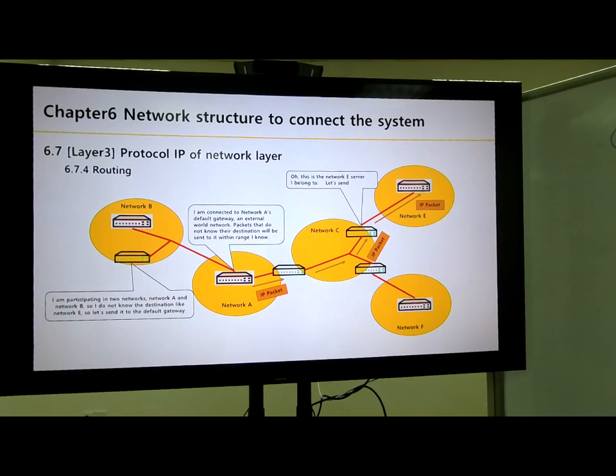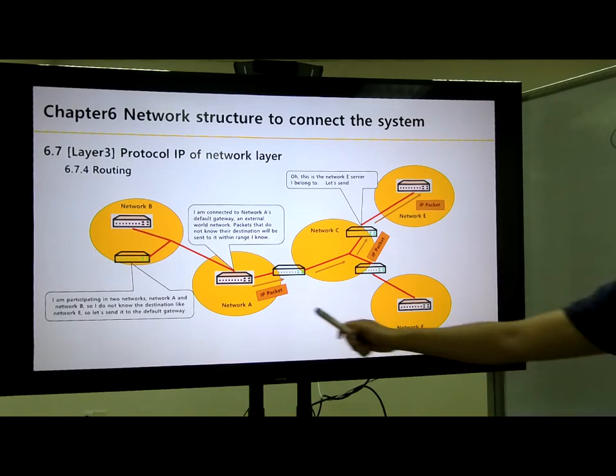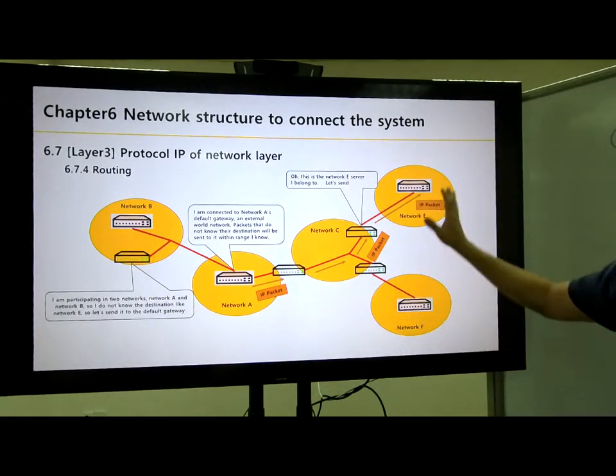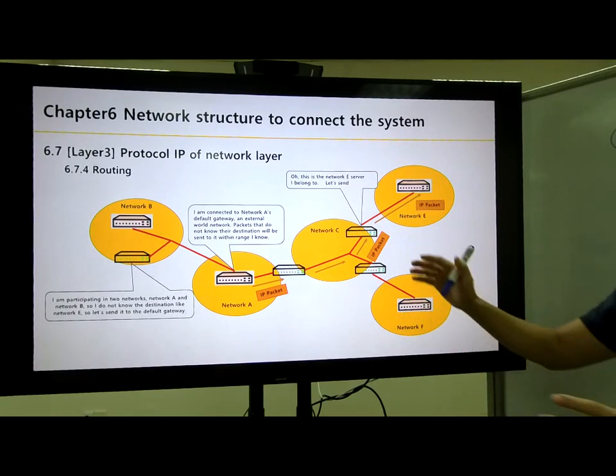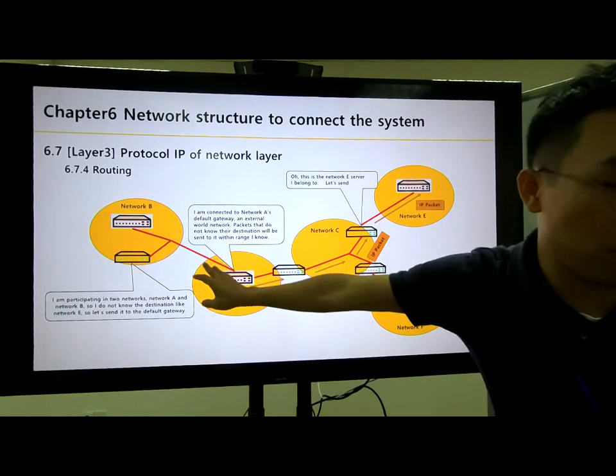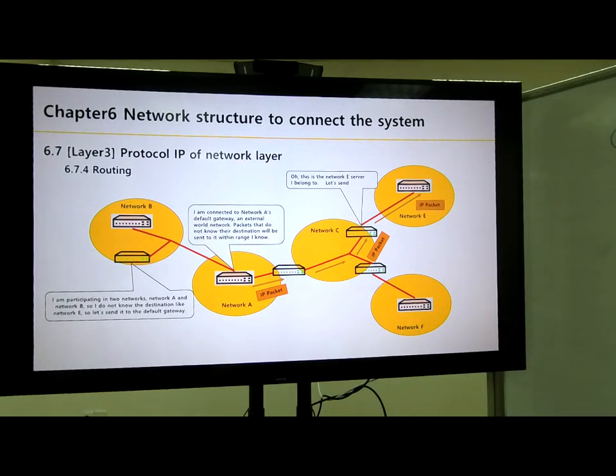So many have a network group, for example, network B. I am participating in two networks, network A and network B. So I don't know the destination, network E. This part doesn't know about network B, and the opposite is the same. So let's send it to the default gateway. I'm connected to network A's default gateway. So a packet headed to an external network, whose destination is unknown, will be sent beyond the range I know.